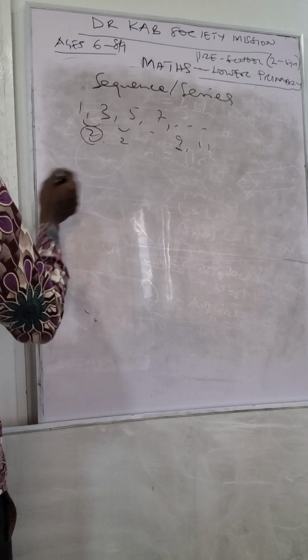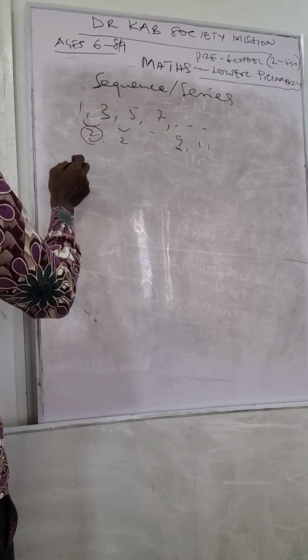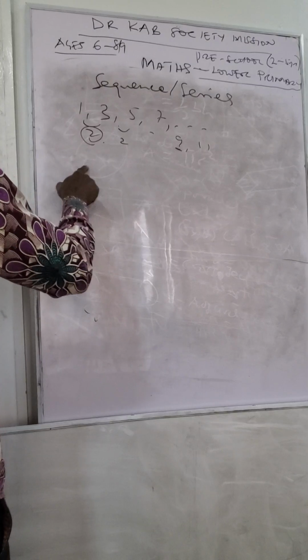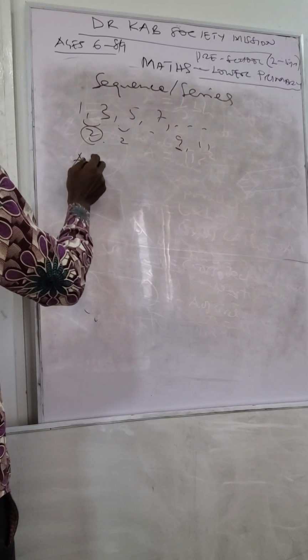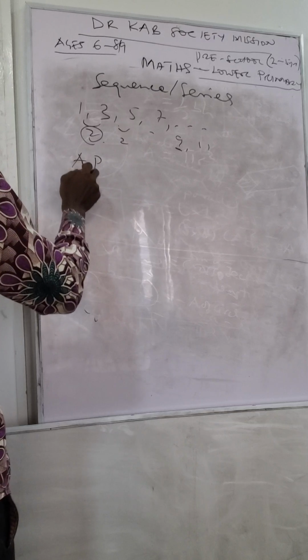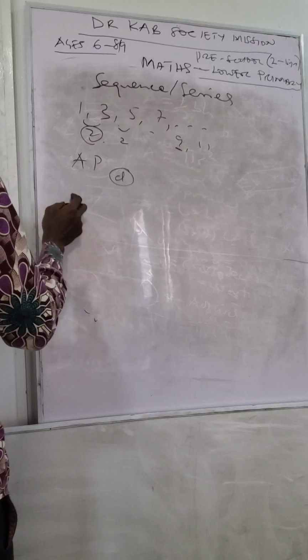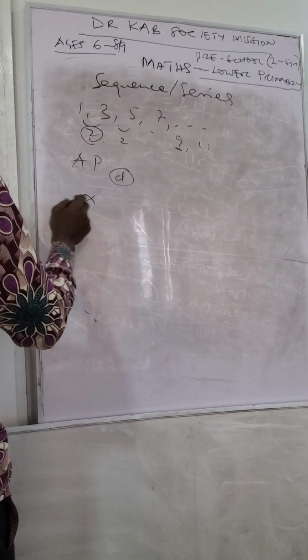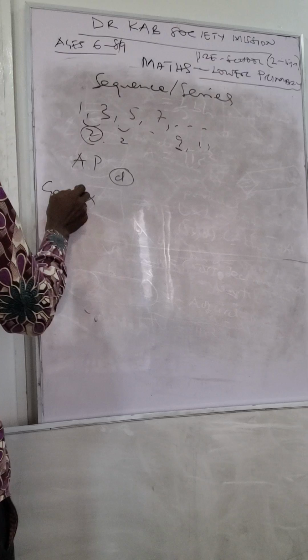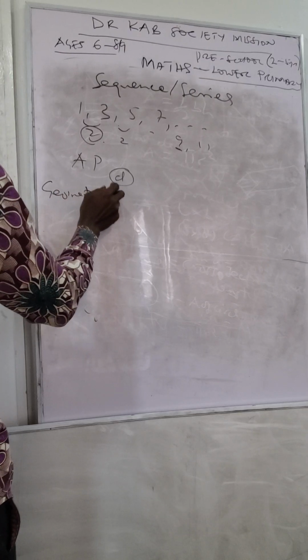So you can have what you call the AP, or arithmetic sequence or progression. This one is where you add the same number. Sometimes instead of adding, you rather multiply. When you are multiplying, that becomes a geometric progression. Okay, geometric.